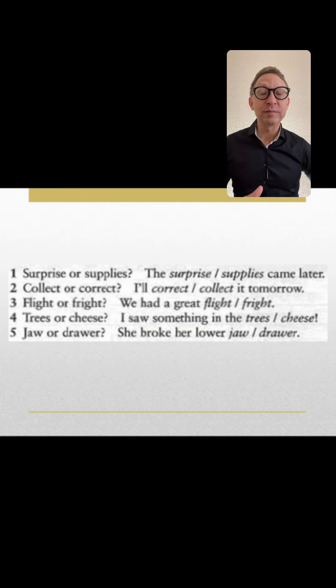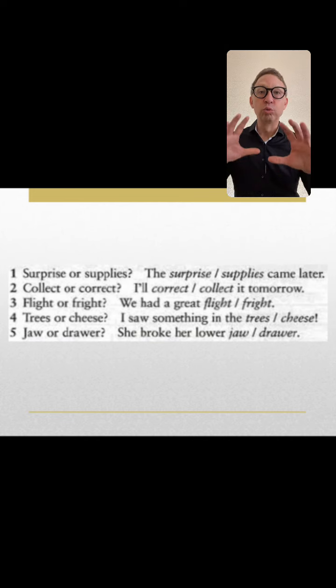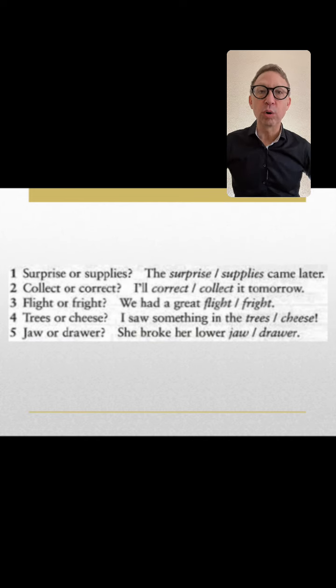All right, number 5, the second word is difficult. Jaw, drawer. Let's practice that second word because it's not drawer, it's drawer. Like roar, a lion roars. Let's try it. Drawer, drawer.